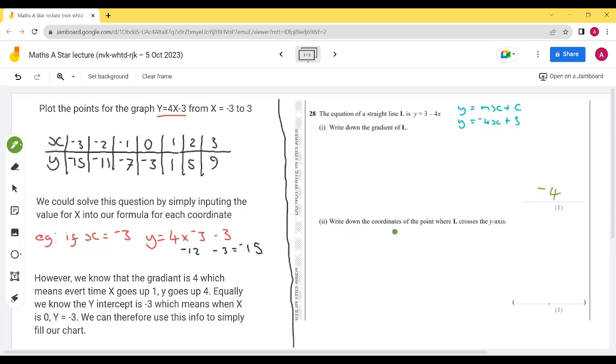Now further down, we've got to write down the coordinates of the point where L crosses the y-axis. Well, this just means the y-intercept, which is c within the context of our equation. So we know y equals 3, but we need to write down the coordinates. Whenever it's the y-intercept, x is going to equal 0. So your answer would just be (0, 3). So you can see a slightly different worded question can be a bit tricky for someone if they're not expecting it, but actually, for late in the exam, as long as you understand the context, it's relatively straightforward.